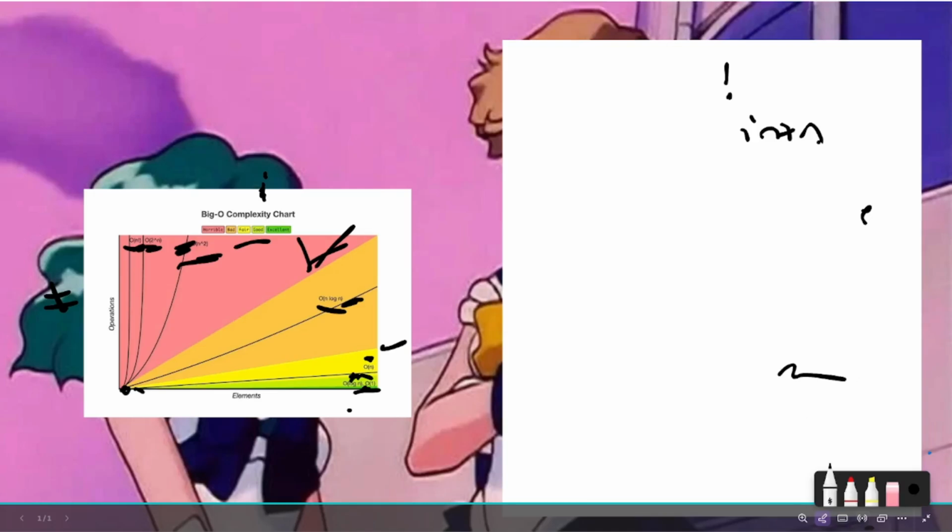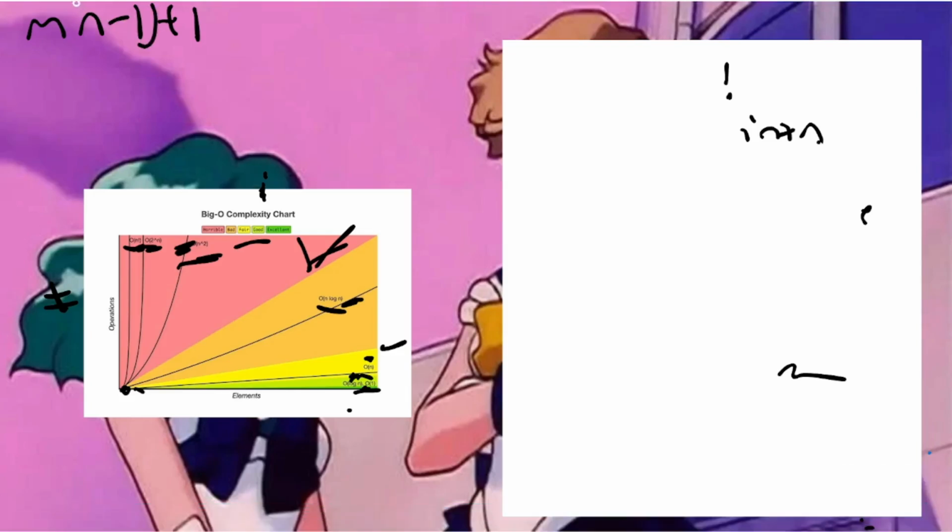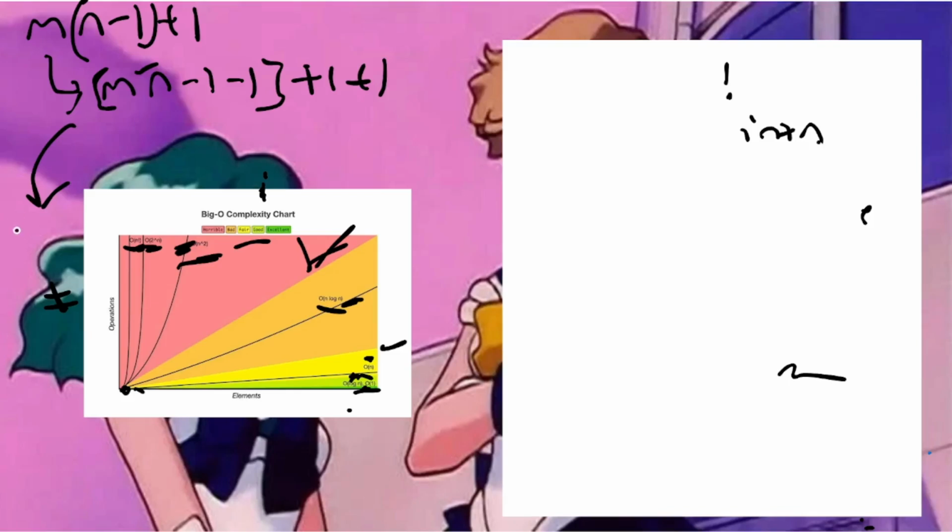Oh, we're good. Alright. So if our recurrence relation is m of n minus 1 plus 1, we can trace it. With each iteration of our recurrence relation, we'll see that it becomes m of n minus 1 minus 1 plus 1 plus 1, right? And then do it again, we'll see m of n minus 1 minus 1 minus 1 on the next iteration.